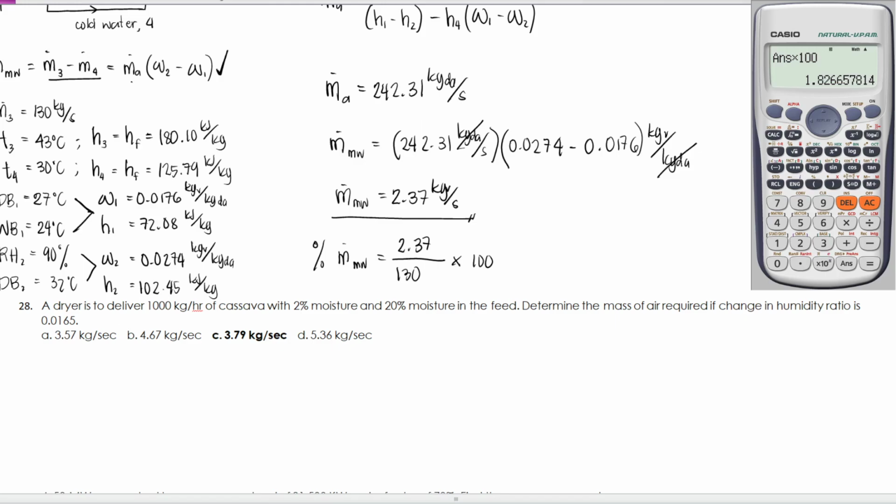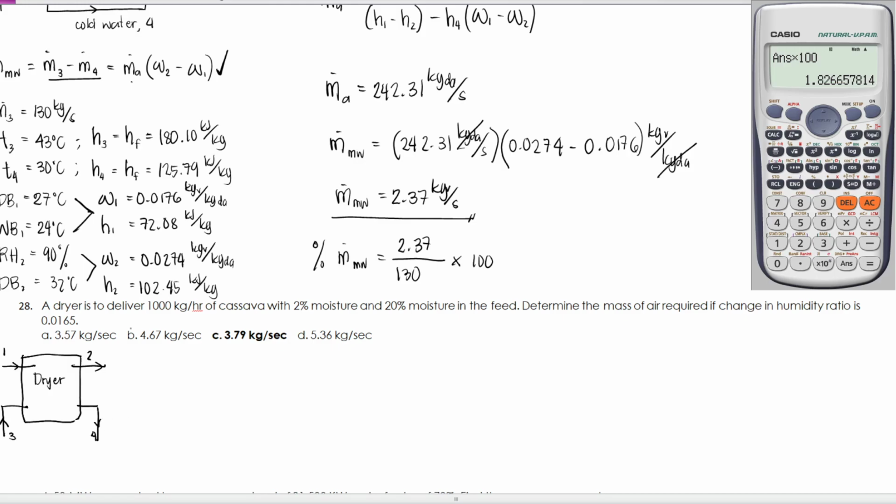Okay, so dito, dryer naman. So, drawing lang ulit natin si dryer. So, ito yung flow ng air. Let us say 1 to 2. At ito yung flow naman ng hygroscopic material, which is cassava. Let us say this is 3 to 4.